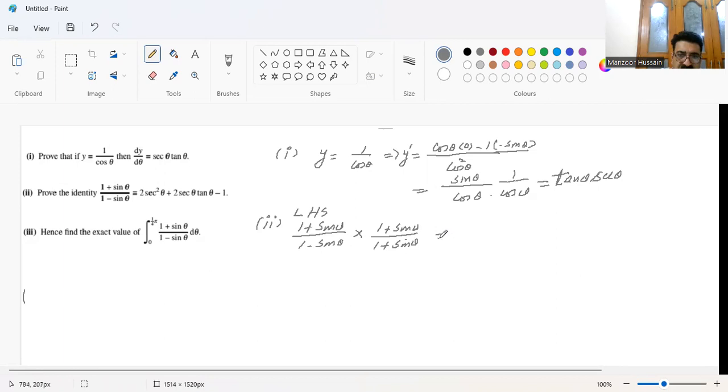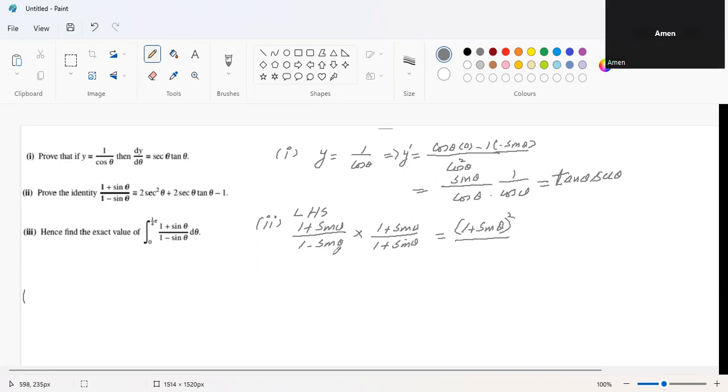And then what is this? Actually, if you multiply these two, it becomes 1 plus sine square, the sine of whole square. And the whole divided by.